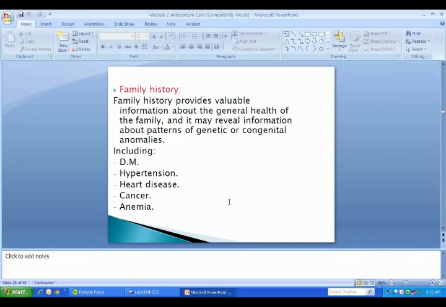We want to know her family history. That can give us valuable information. If we find out maybe in the history their grandmother had delivered a baby with congenital anomalies, she may be a candidate for genetic testing by amniocentesis, because there may be something that's hereditary. So we can find out if there's any patterns of that, and that would include knowing if there's a family history of diabetes, hypertension, heart disease, cancer, and anemia.